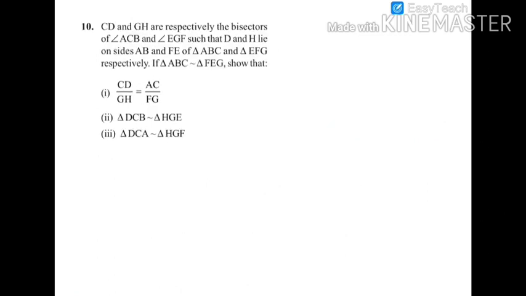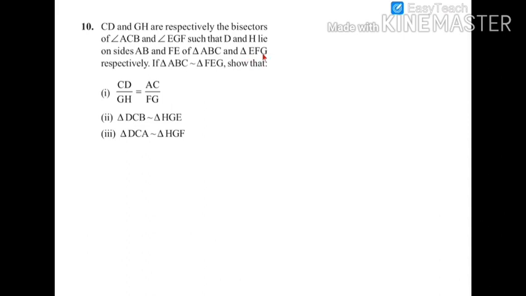Question number 10. CD and GH are respectively the bisectors of angle ACB and angle EGF such that D and H lie on sides AB and FE of triangle ABC and triangle EFG respectively. From this sentence, the figure has to be interpreted correctly. So we start by breaking the sentence into parts. Find something very basic to start with in the question.